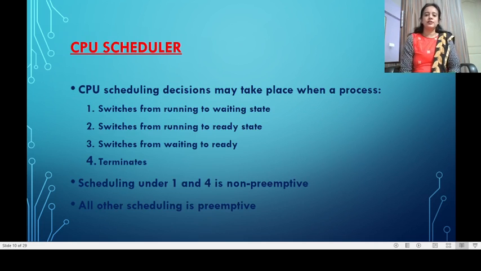CPU scheduling decision may take place when a process switches from running to waiting state, or switches from running to ready state, switches from waiting to ready queue, or if at any time a process terminates. Scheduling under 1 and 4 is non-preemptive and all other scheduling are preemptive. Mainly we will come across preemptive and non-preemptive scheduling, depending on the strategies.